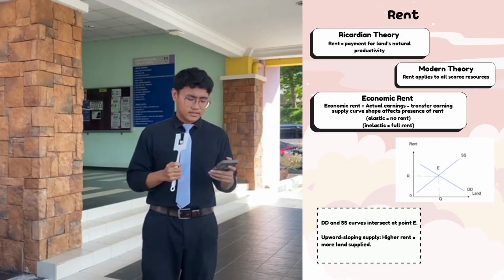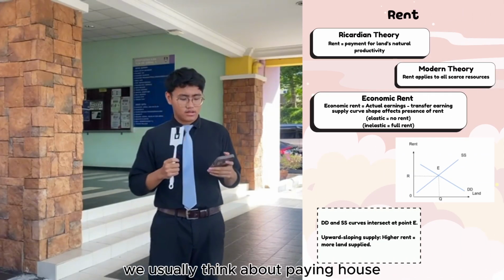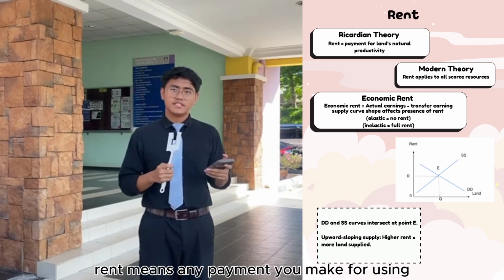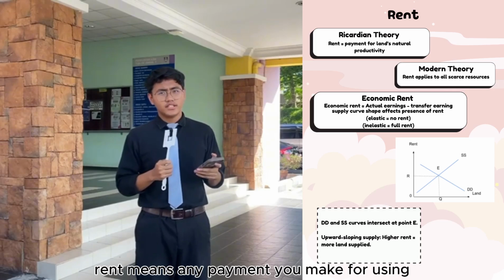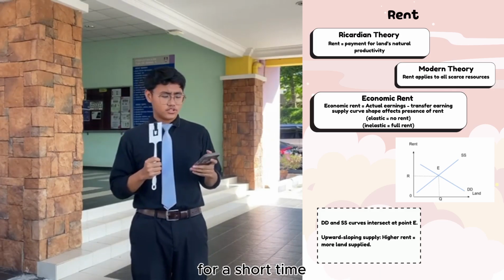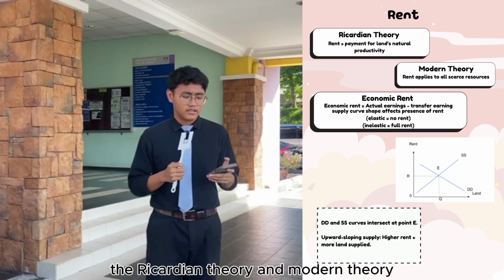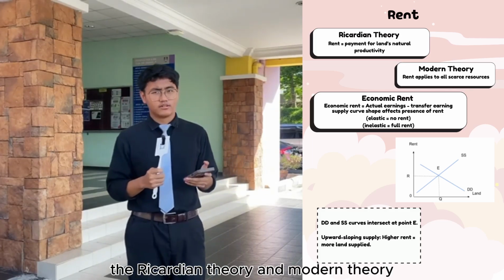So, I want to start with rent first. When we think about rent, we usually think about paying for a house, a car, or even a laptop. But in economics, rent means any payment you make for using something that isn't yours for a short time. There are two main theories that explain rent: the Ricardian theory and the modern theory.